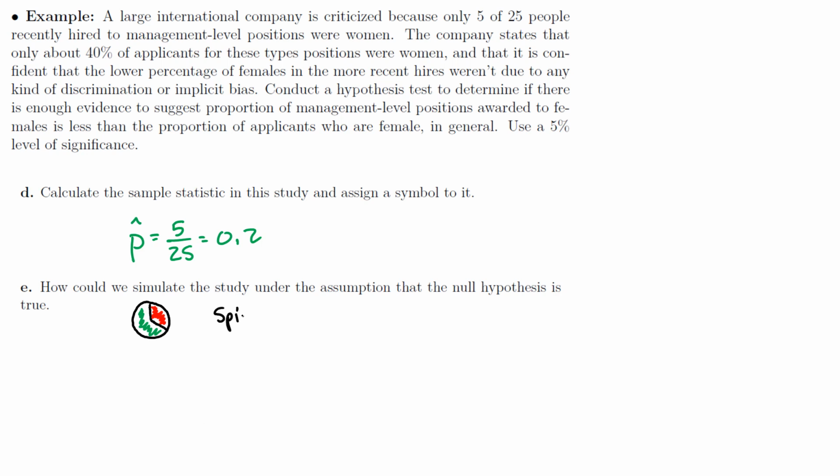So spin, I guess I'll put a little arrow here to indicate my spinner. So spin 25 times to represent the 25 different positions from the sample. Red will equal that the person hired was a woman, and green will equal that the person hired is a man. And then what we'll be interested in is calculating the same calculation as our sample statistic.